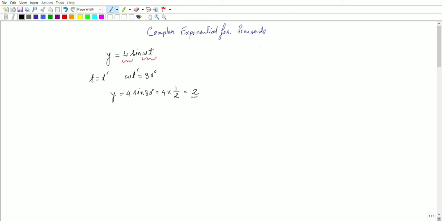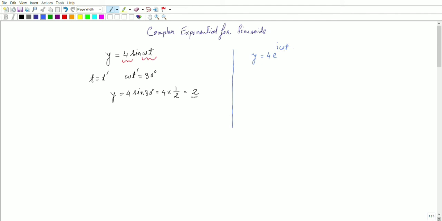But instead of this, if we use complex exponential to represent the same sinusoid, we can use the complex exponential in this form: 4 e to the power i omega t, where 4 is the amplitude and omega is the angular frequency. And this is also a periodic function.